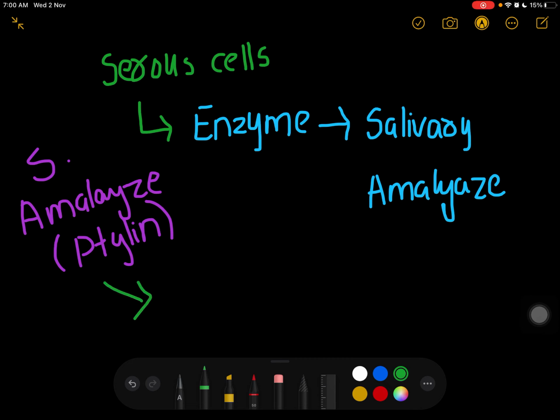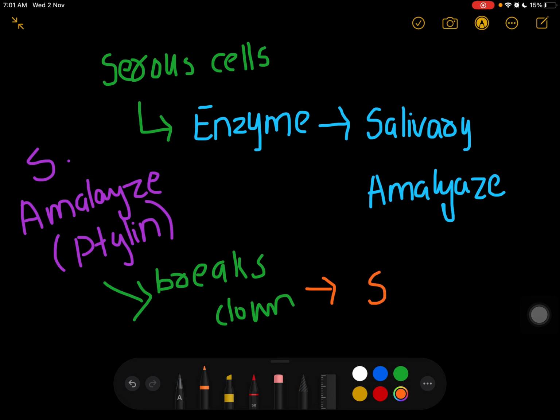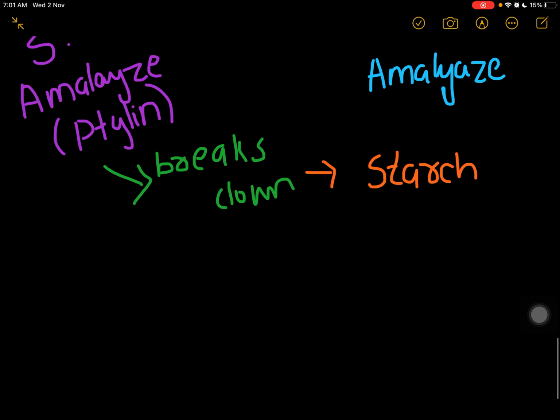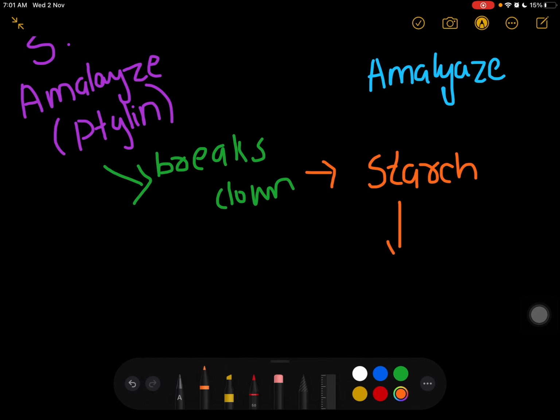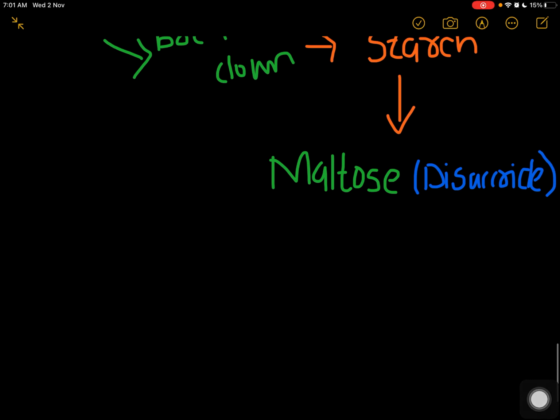The salivary amylase breaks down starch, and starch will be broken down into maltose, which is basically a disaccharide. Let me discuss the complete process.